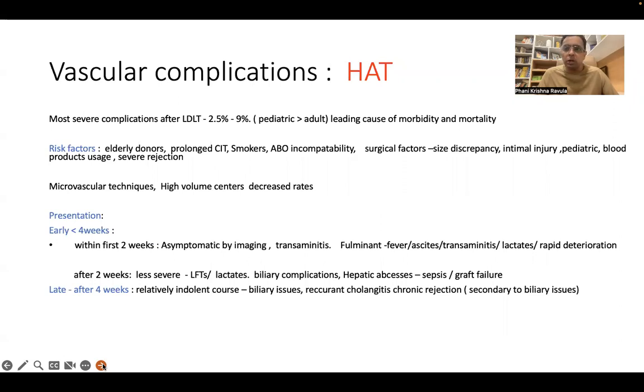So it's a more indolent course, but eventually the end result is, if it's not corrected promptly in the first 4 weeks, most of the time the patient succumbs. Either he has a retransplant or he succumbs.